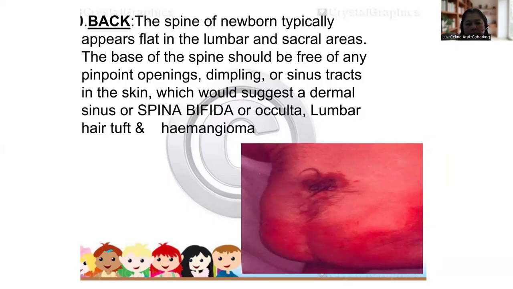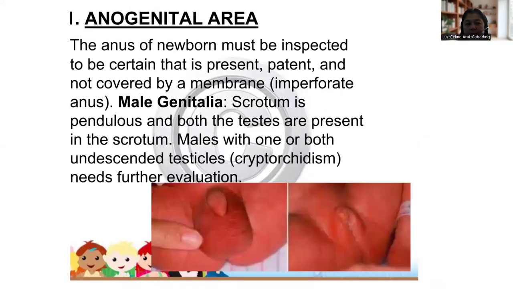There's so much hair growing, which is a sign that there is a defect in there, which we usually call spina bifida or spina bifida occulta. Okay, so those are signs: the hair, the redness, hemangioma, that's the redness, the dimpling of the skin. Those are actually not good signs.